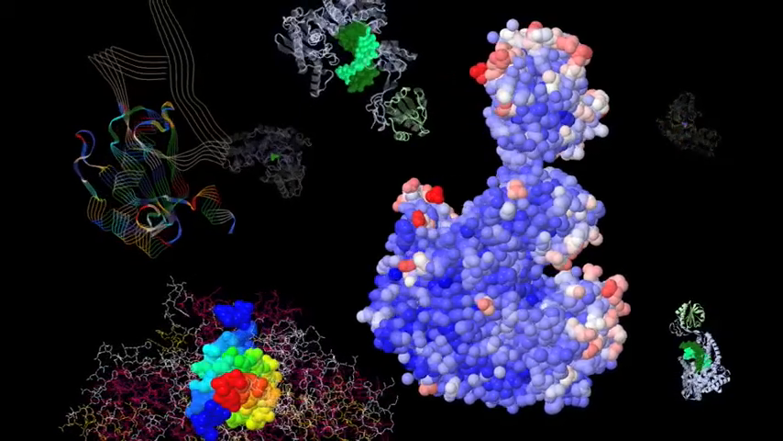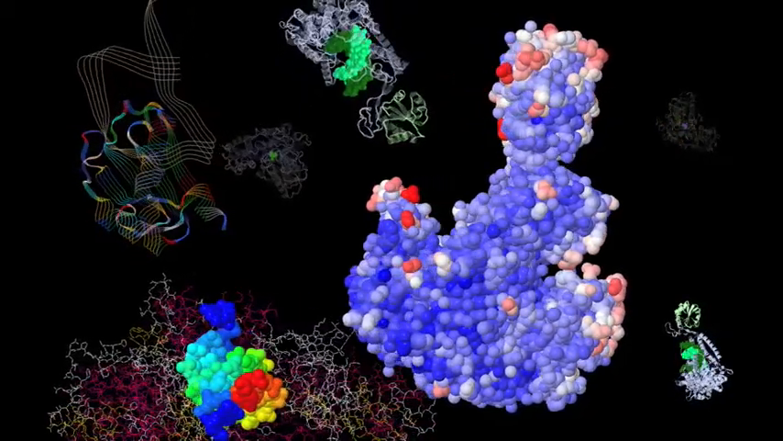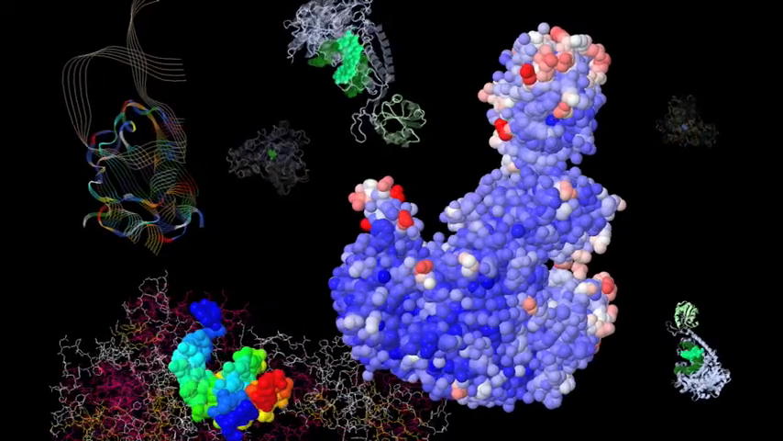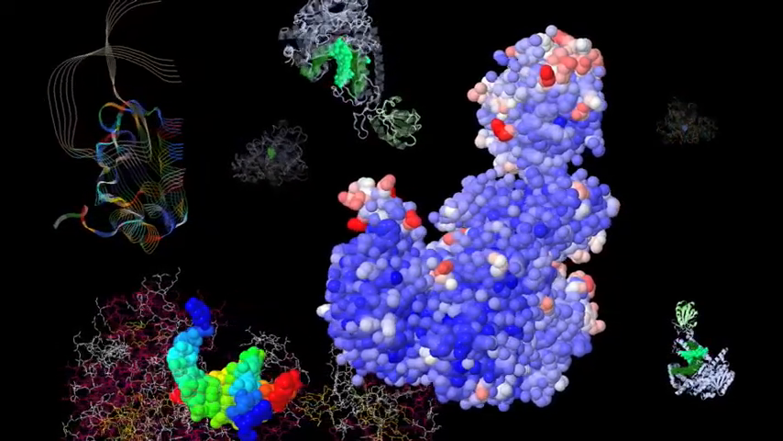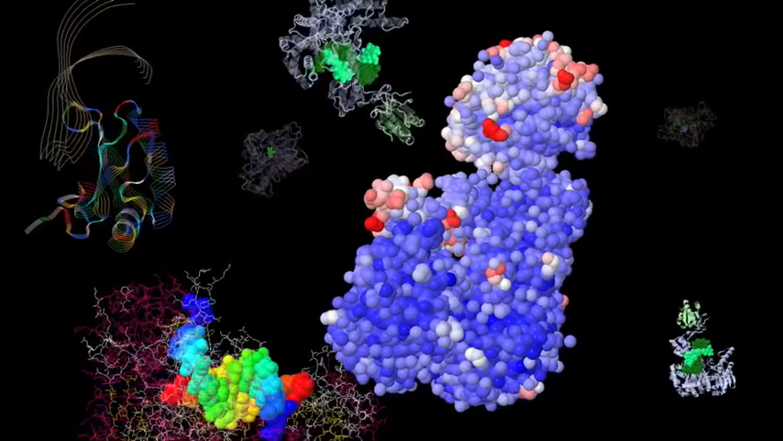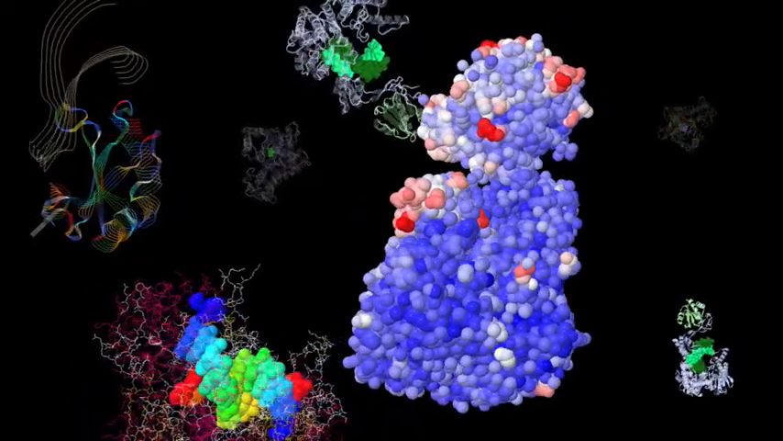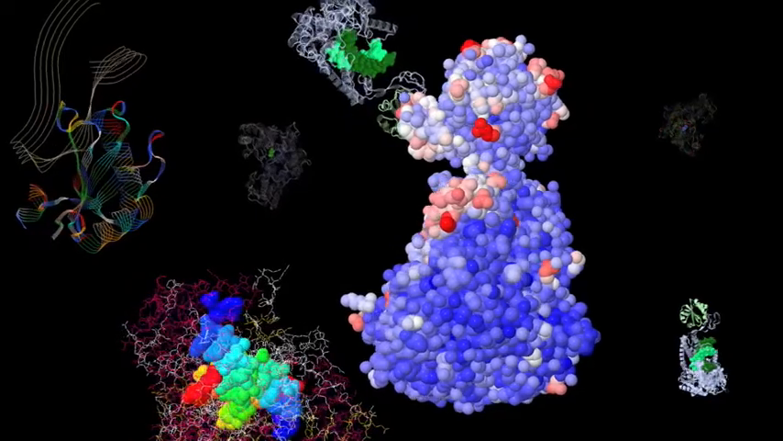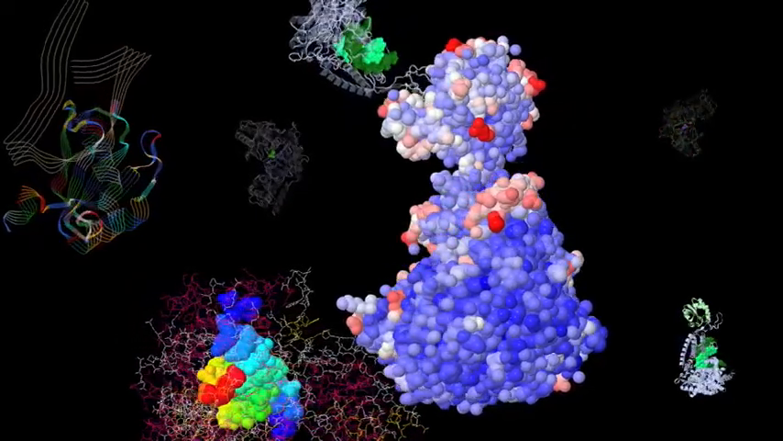Enzymes are molecules that increase the rate of biochemical processes, and almost all enzymes are proteins. Today, we will look at 10 enzymes that make possible the 10 steps in the breakdown of sugar. This process is called glycolysis.